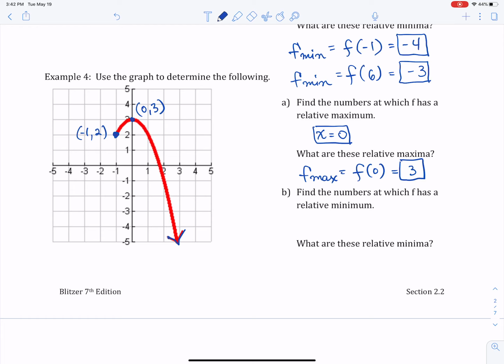So we have a relative minimum, relative meaning local, and that happens at x equals -1, and the minimum value of f is f of -1 equals 2. So my answer here is 2.